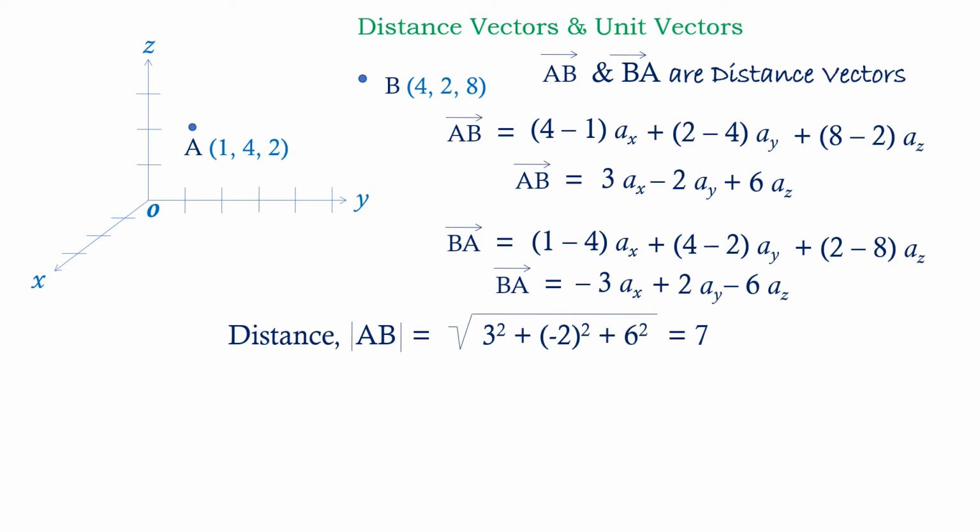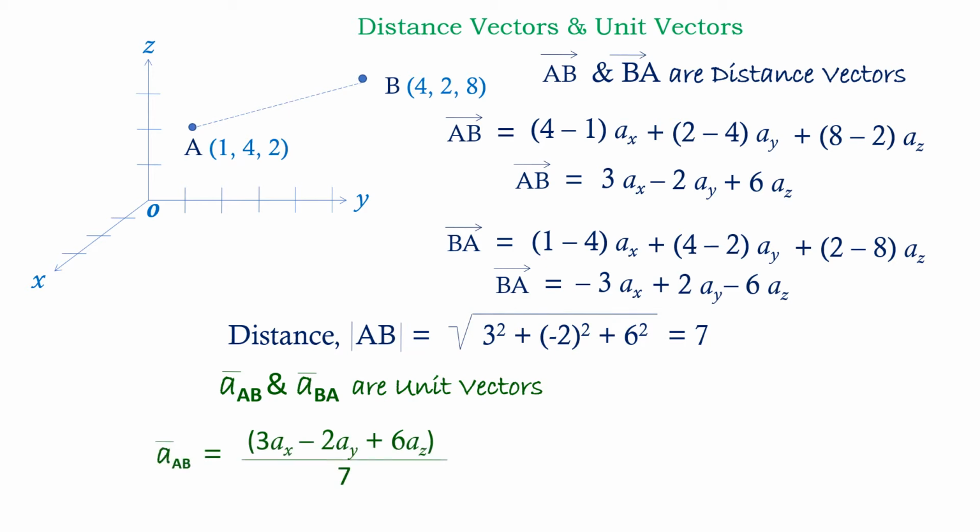The distance magnitude is given by the root of 3 squared plus (minus 2) squared plus 6 squared. It will come as 7. AB bar and BA bar are the unit vectors. The unit vector from A to B is given by the vector AB bar divided by the magnitude. The unit vector from B to A is given by BA bar divided by the magnitude.